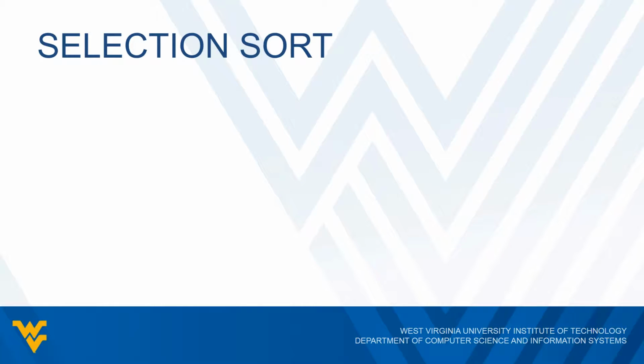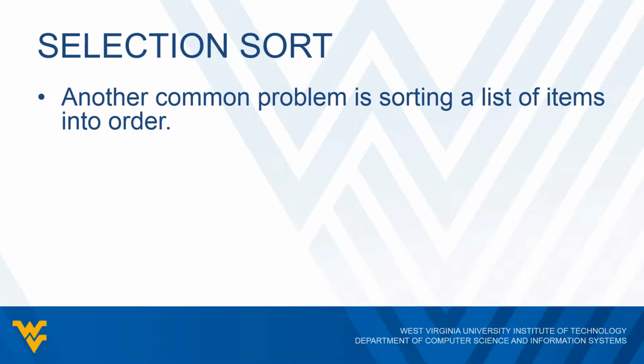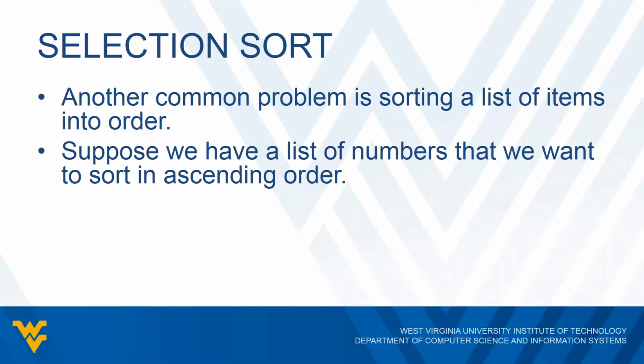Now, this algorithm is used to solve another common problem which involves sorting a list of items into some order, whether it's in alphabetical order or increasing order or decreasing order, but we need to take a list of items and sort it in some order. So let's say we have a list of numbers that we want to sort in ascending order in this case. So like for example, maybe I have 5, 7, 2, 8, and 3. That's my current list. Now obviously we're going to sort this into 2, 3, 5, 7, 8.